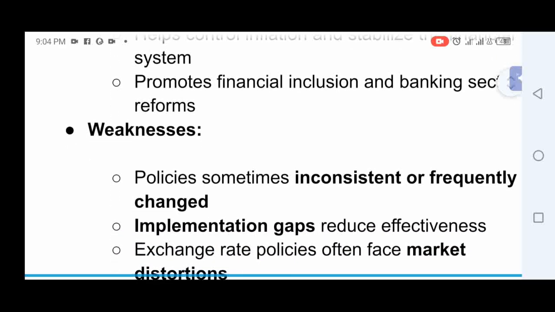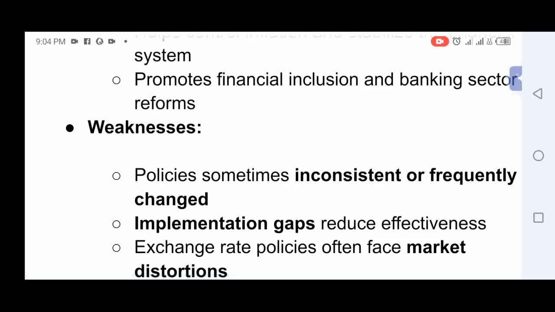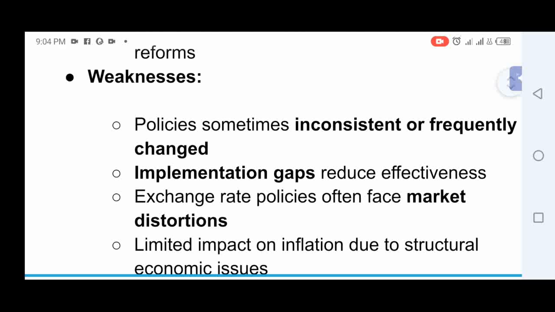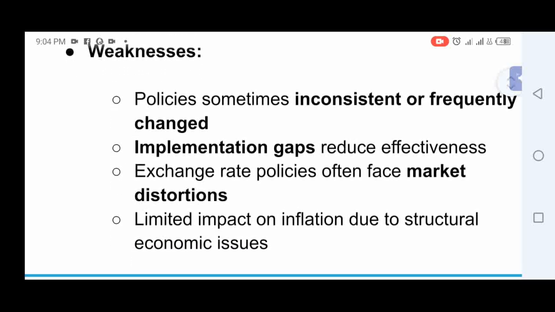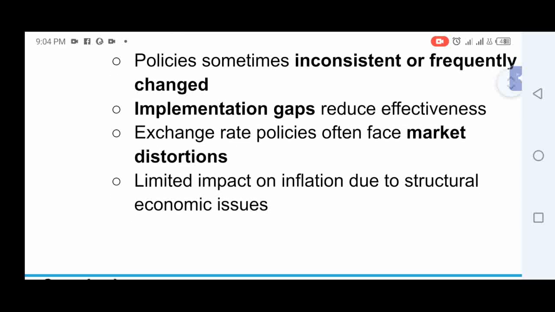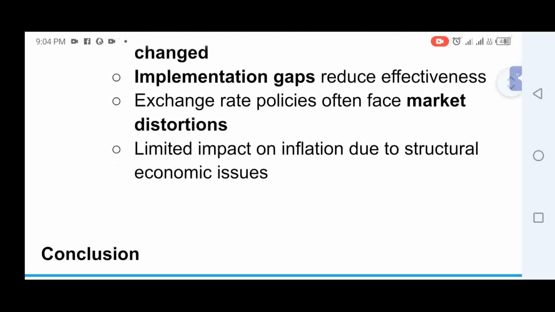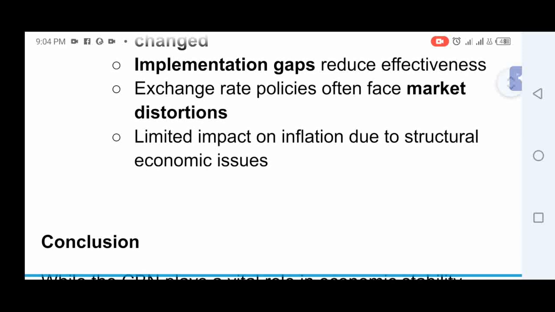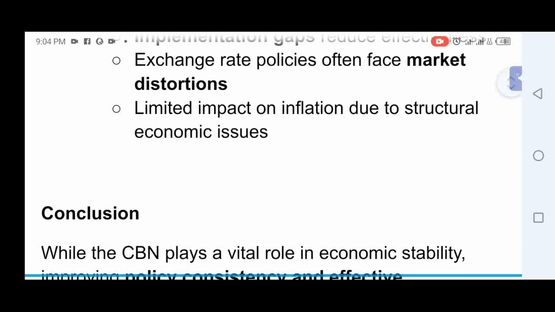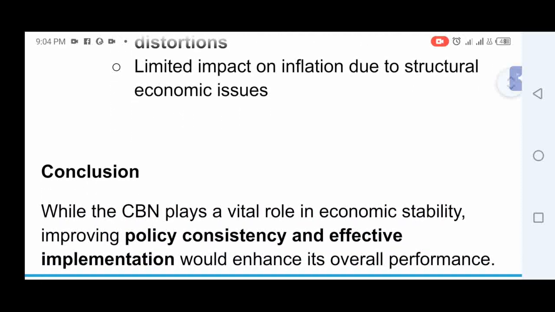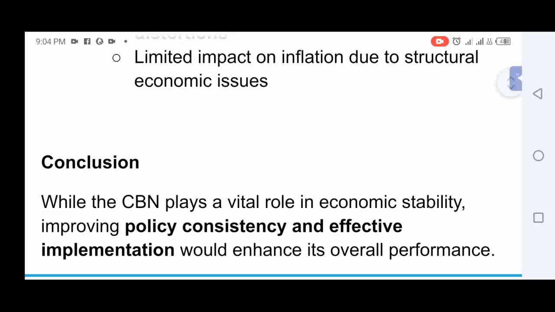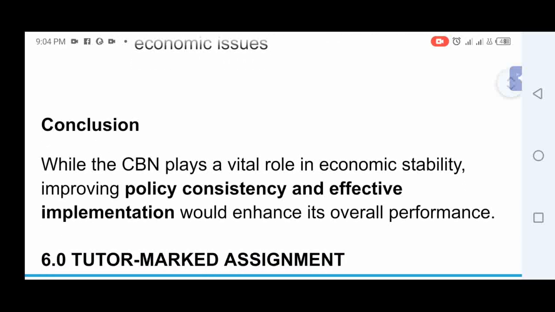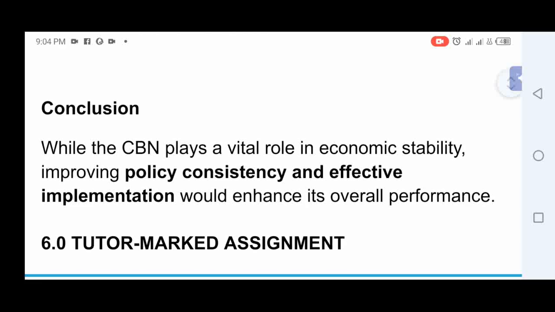Weaknesses. These policies are sometimes inconsistent or frequently change. Next, implementation gaps reduce effectiveness. Another one is exchange rate policy often faces market distortions. Limited impact on inflation due to structural economic issues. Conclusion: while the CBN plays a vital role in economic stability, improving policy consistency and effective implementation will enhance its overall performance.